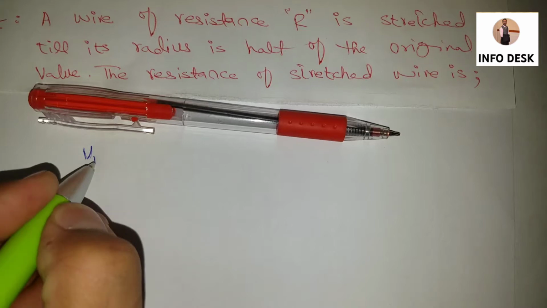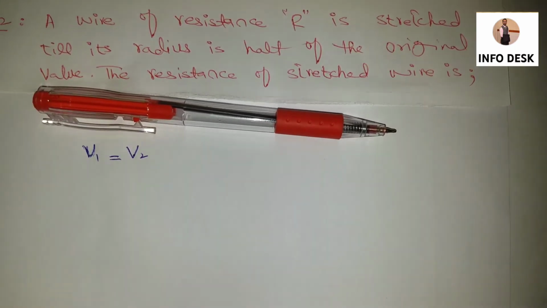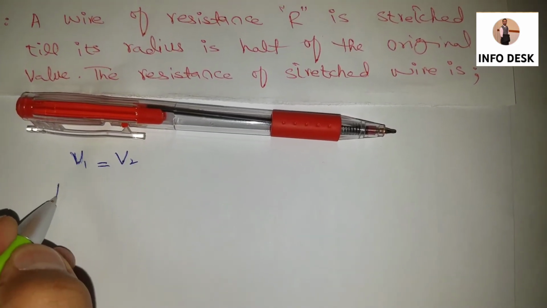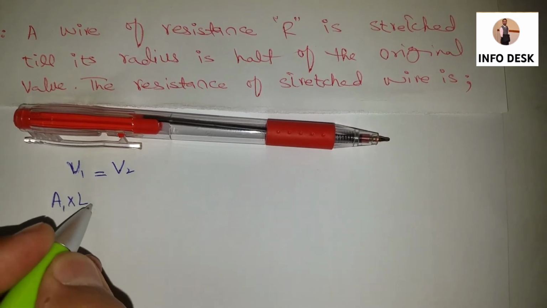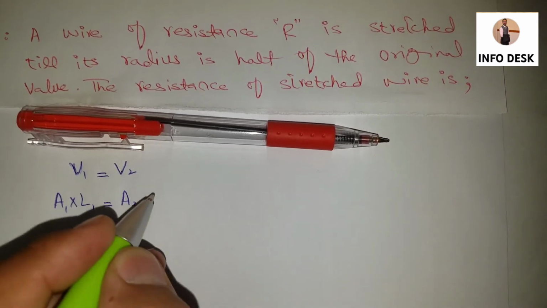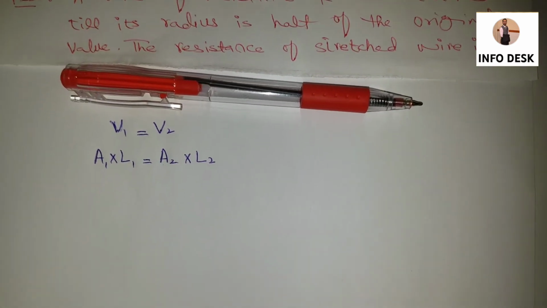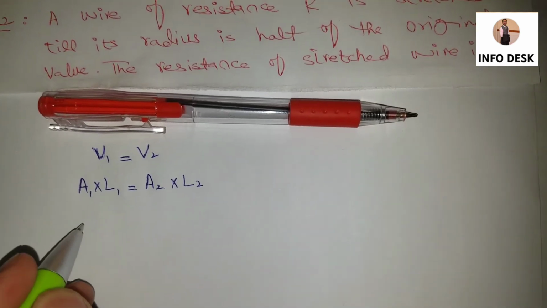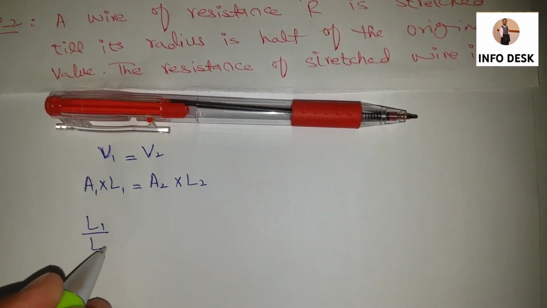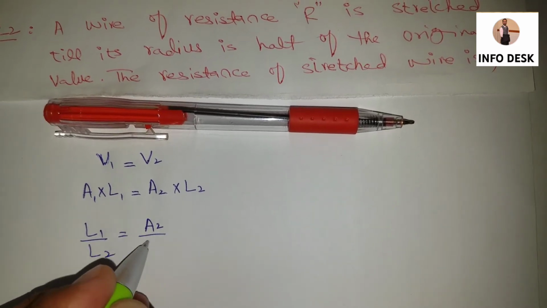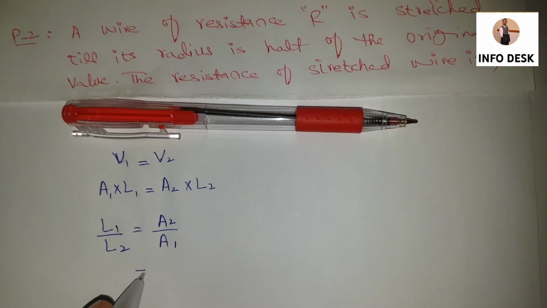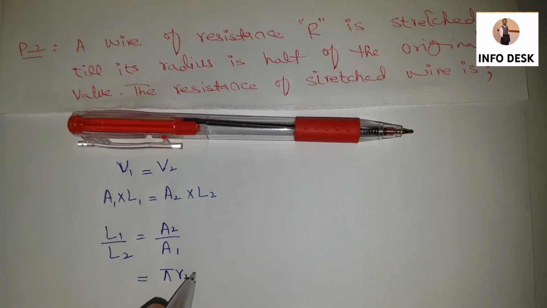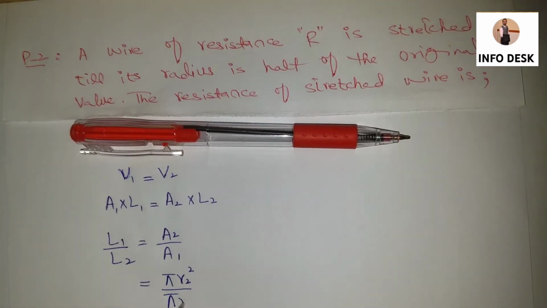If volume V1 remains the same, then we have to write V1 equals V2, and the volume is area times length: A1 times length L1 equals A2 times length L2. If we rearrange the expression, we'll find the ratio of the lengths as L1 over L2 equals A2 over A1, and we know that area is pi r squared, so pi r2 squared over pi r1 squared.